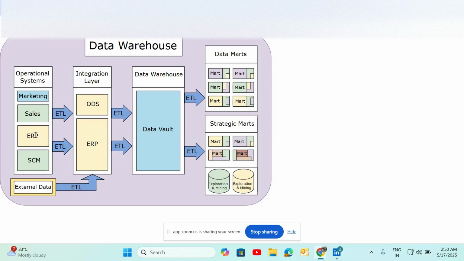Hello. Sorry, it got disconnected on my side. Hello. Yeah, I can hear you. Suddenly there is a power cut happening here. I don't know why today. Oh, okay.